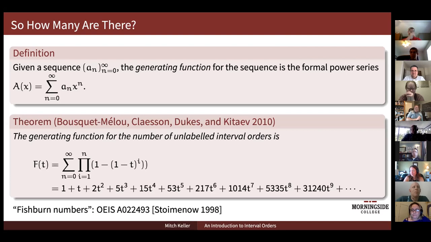And then they discovered that somebody had found this generating function before. They put it into OEIS, the Online Encyclopedia of Integer Sequences, and found that in 1998, Stoyanov had found that this generating function counted something called regular linearized chord diagrams. And they actually feel a lot like intervals when you start looking at those pictures from Stoyanov's paper. And since, people have taken to calling this sequence the Fishburn numbers, because the most famous class of things that they count are the interval orders, which Fishburn characterized.